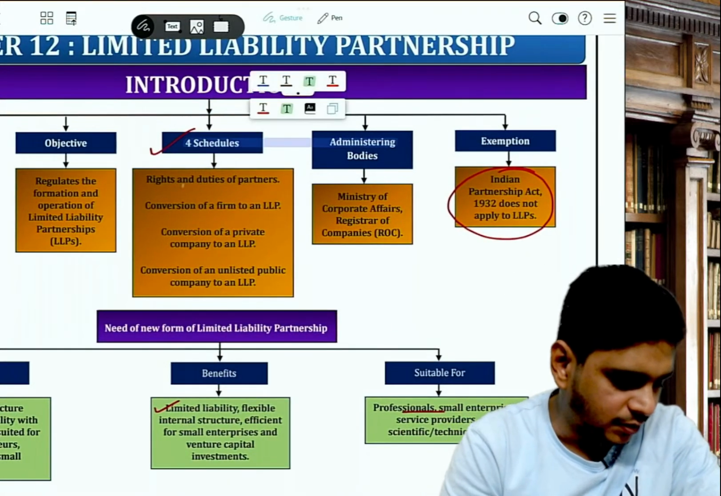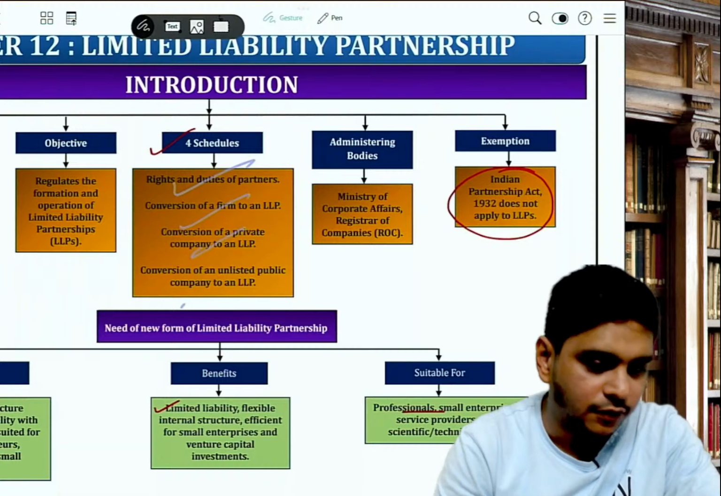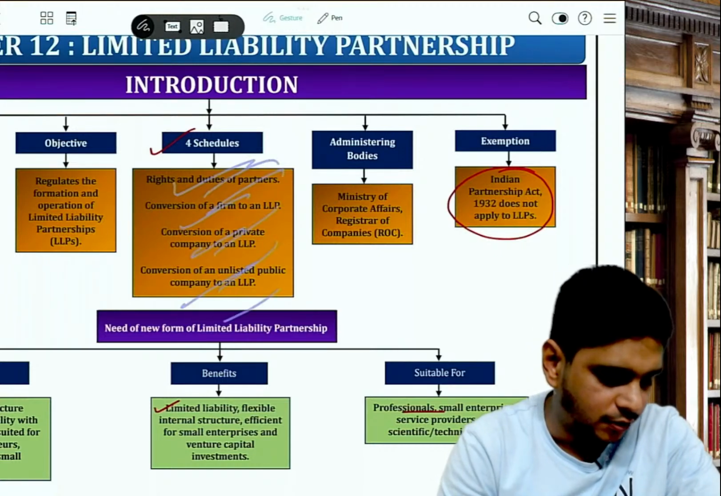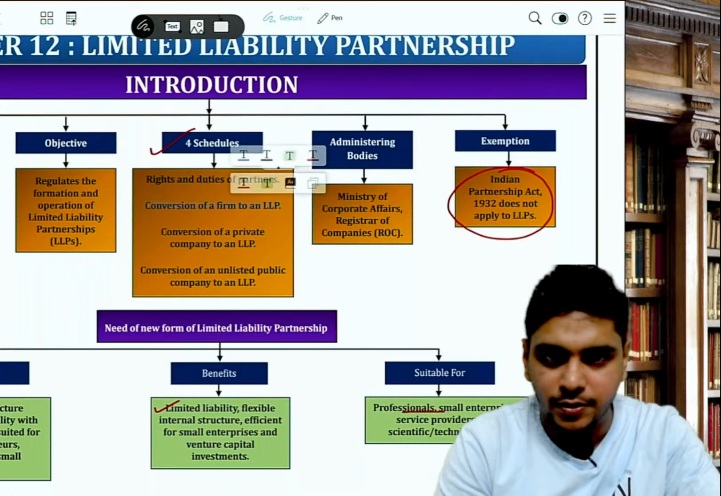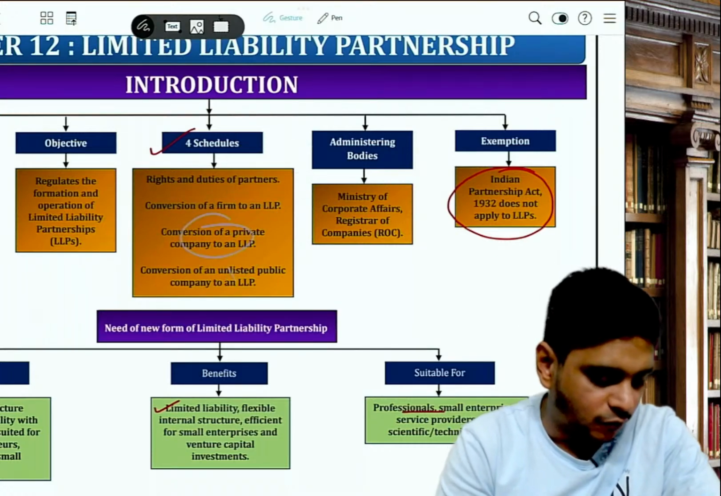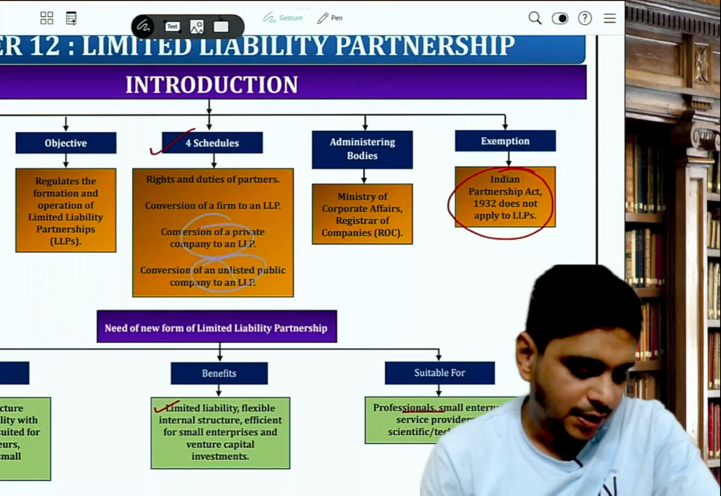There are 4 schedules: Schedule 1, 2, 3, 4. Schedule 1 is rights and duties of partners. 2 is firm into LLP. 3 is private company into LLP. 4 is public company into LLP.